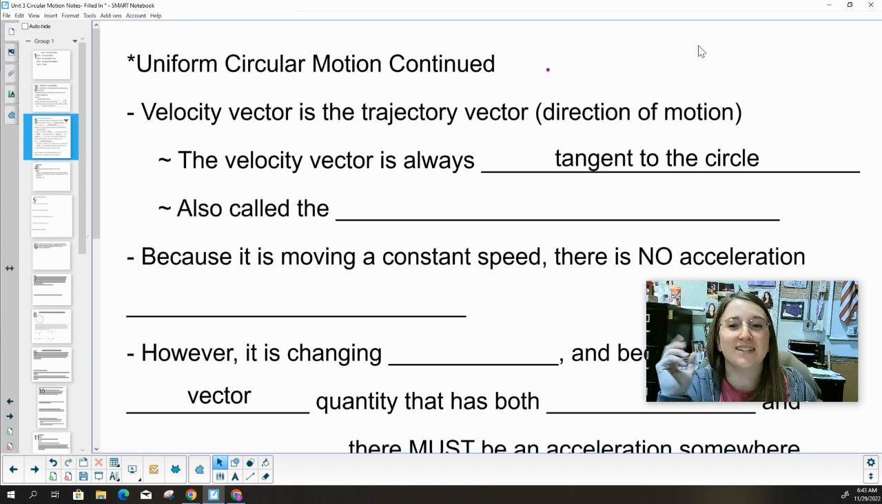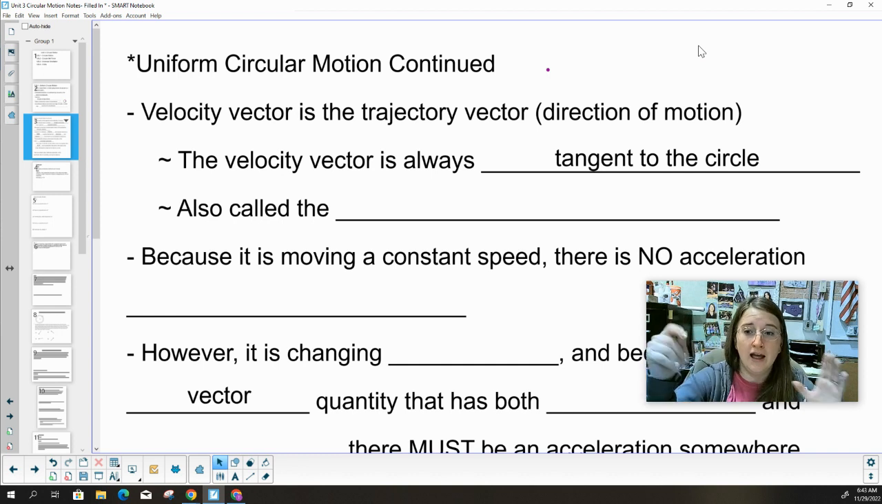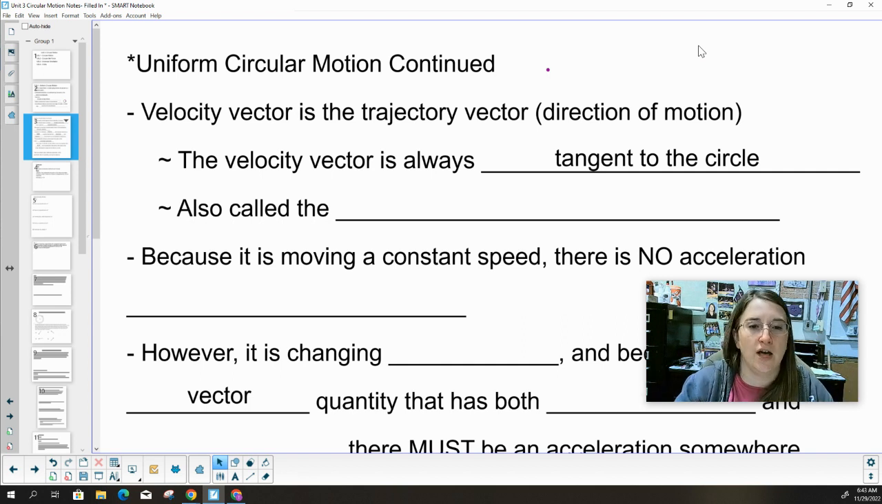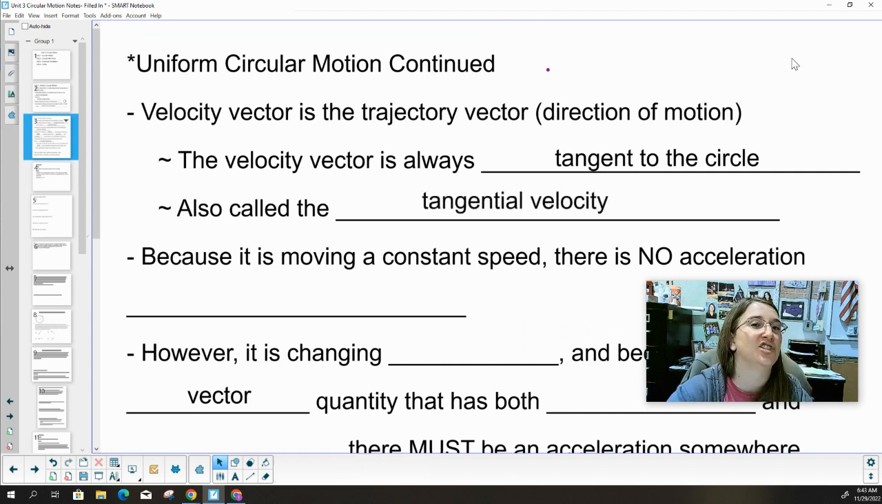Anywho, tangent to the circle, which you guys saw in the simulation, and we've talked about before, right? Again, when I was swinging my keys around, if I let my keys go at any point, we would know the direction the keys would travel because it would be tangent to that circle. Because of that, this is also called the tangential velocity. So this is the actual speed within the circle, yeah?